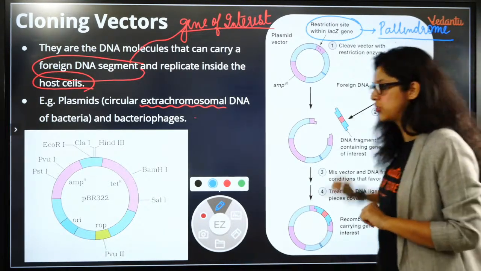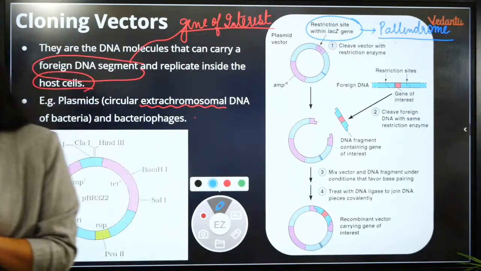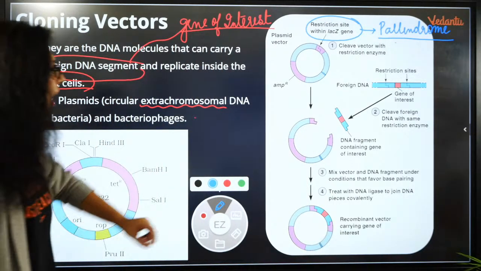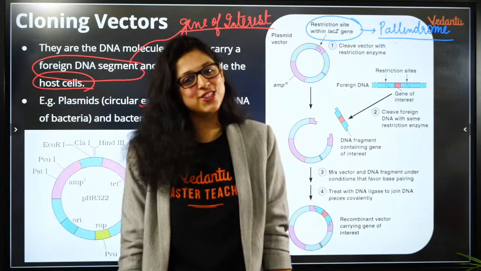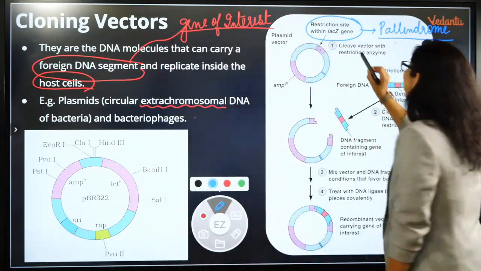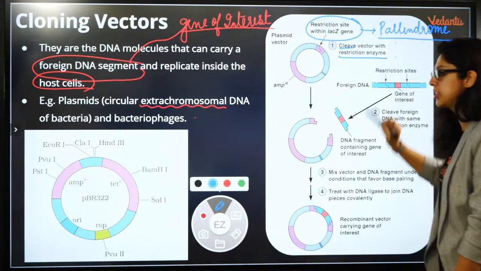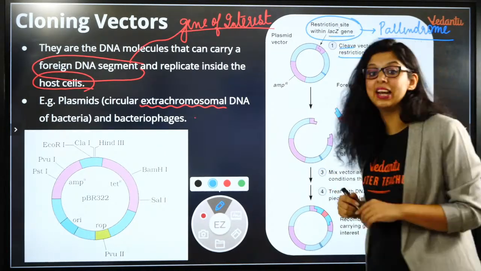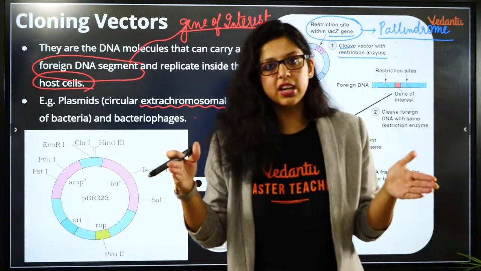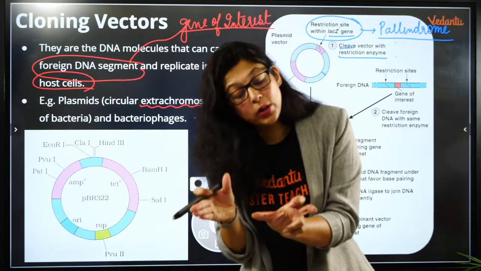Restriction site वो site होगी जिसके पास palindrome है, which I am going to cut with the help of restriction endonuclease. I am going to cut it. Cleave means to cut with the help of restriction site. Now it is written that restriction site is within the LAC-Z gene. This is the LAC-Z gene and the palindrome is within the gene.